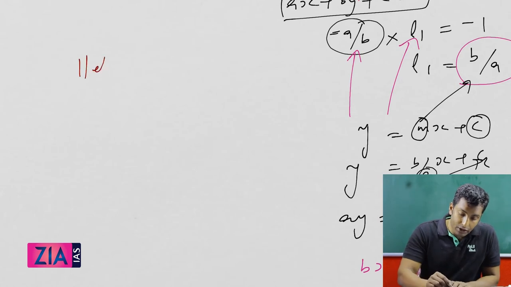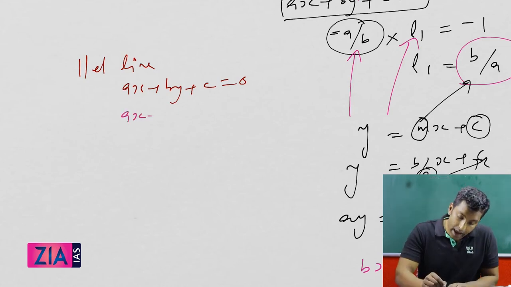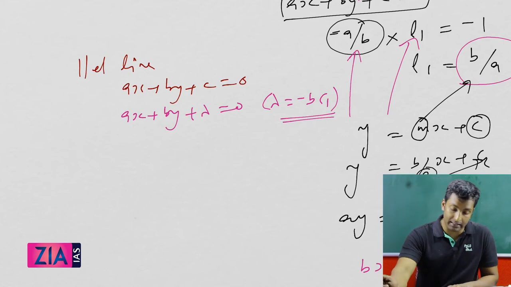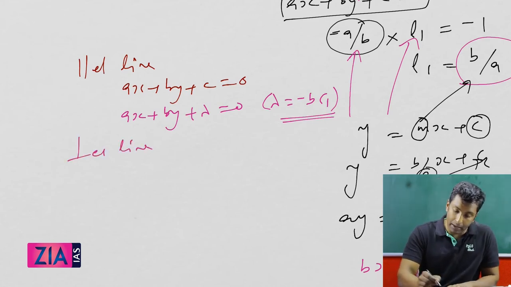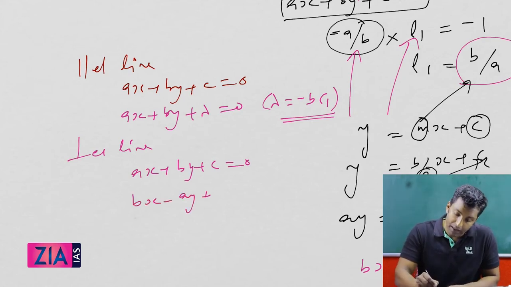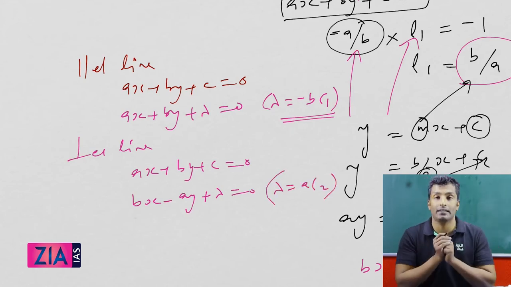So quickly, in case of parallel lines, the given line is ax plus by plus c equal to 0. The equation which represents the family of parallel lines is ax plus by plus lambda equal to 0, where lambda equal to minus bc1, where c1 is the y-intercept. In case of perpendicular lines, the given line is ax plus by plus c equal to 0. What you need to do is change the coefficients of x and y, then put a minus sign in between: bx minus ay plus lambda equal to 0. Here lambda is ac2, where c2 is the y-intercept.